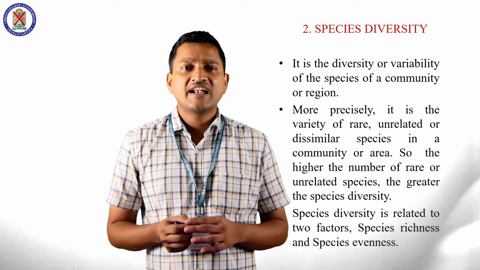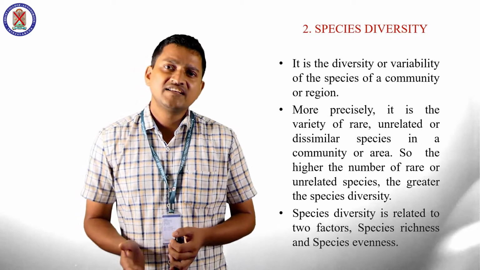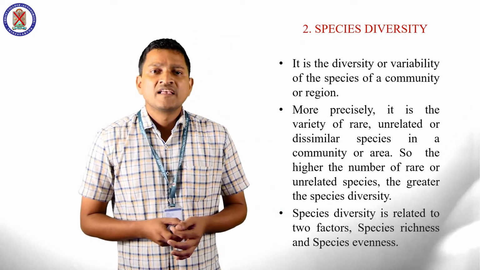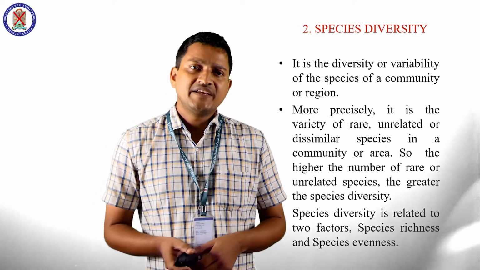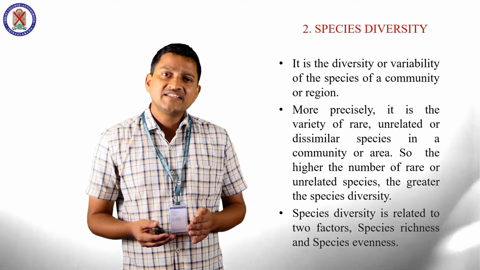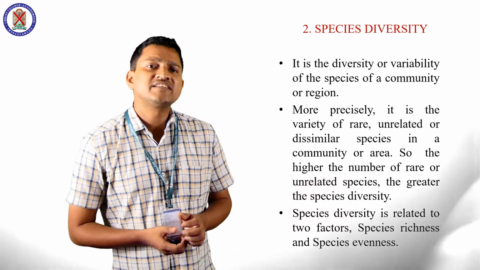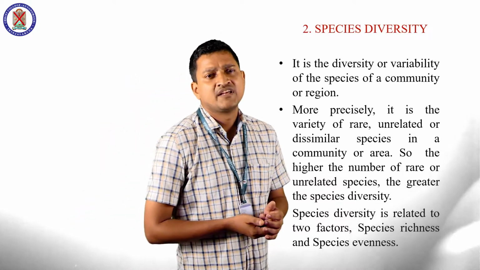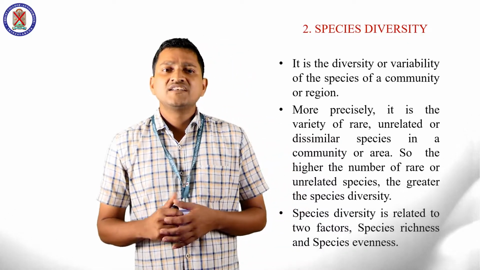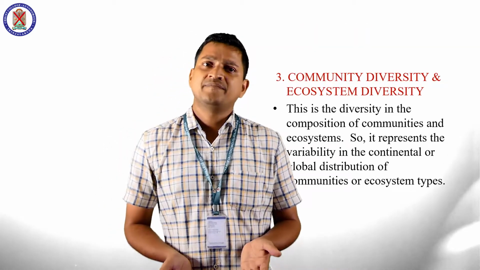Species diversity is related to two factors. The first one is species richness and the second one is species evenness. Species richness is the abundance in the number of species in a community. So it represents the total number of species in a community or area. Species diversity is directly proportional to species richness. So the greater the species richness, the greater the species diversity.